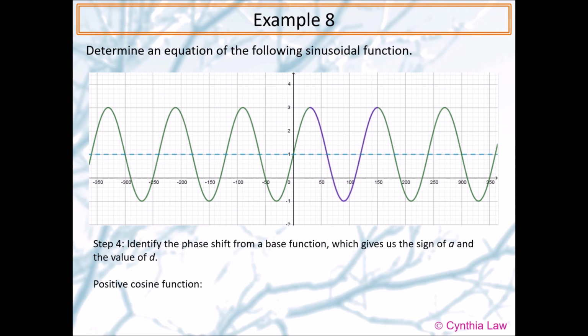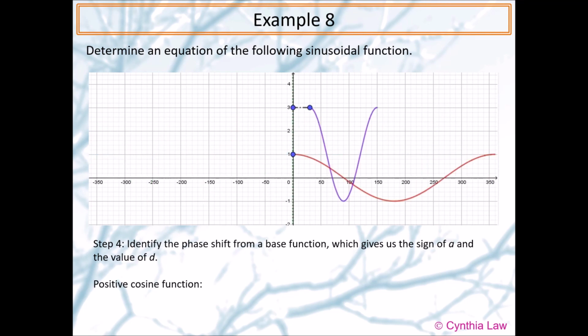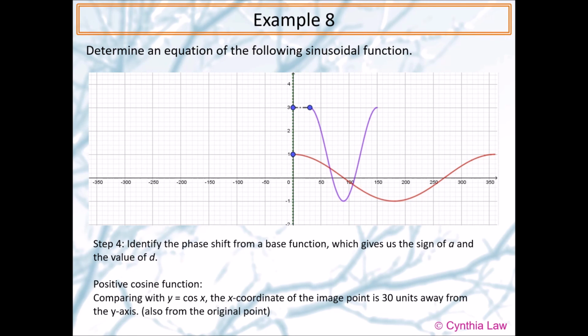If we use a positive cosine function, notice that I start from the maximum point and stop at the next maximum point. Comparing it with y equals cosine of x, the image curve does not start from the y-axis anymore, so we do have a phase shift. It is 30 units away from the y-axis. Therefore, the phase shift is 30 units to the right, which means that d has a value of positive 30.